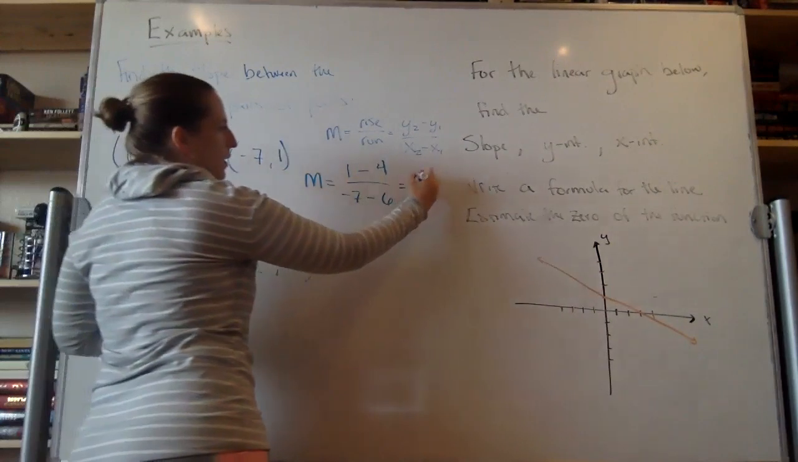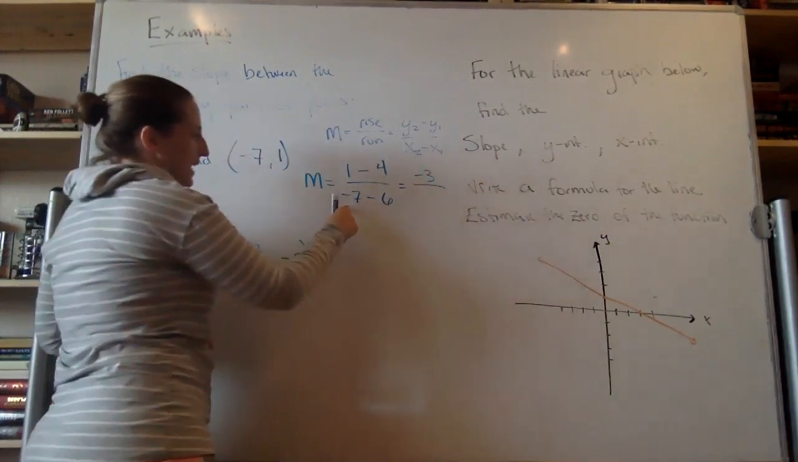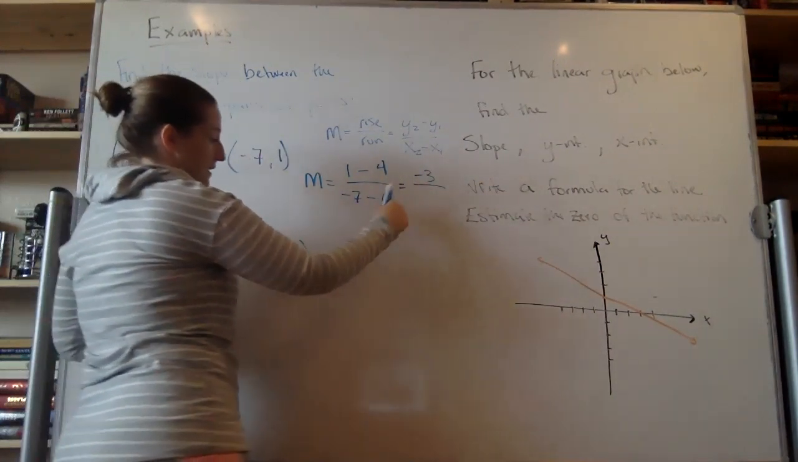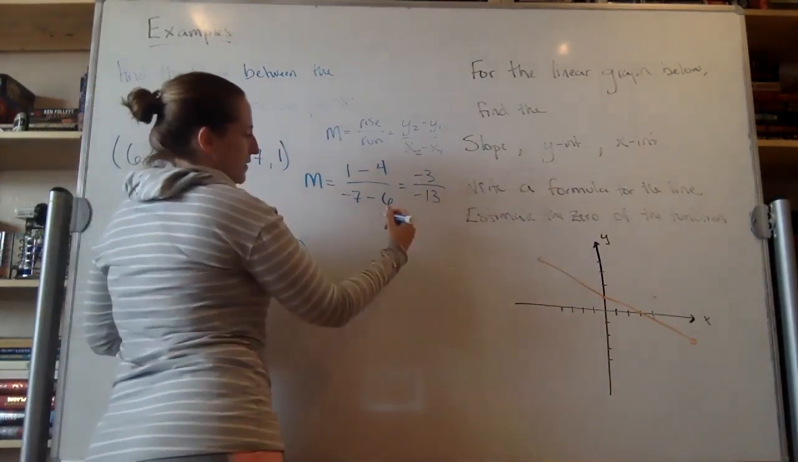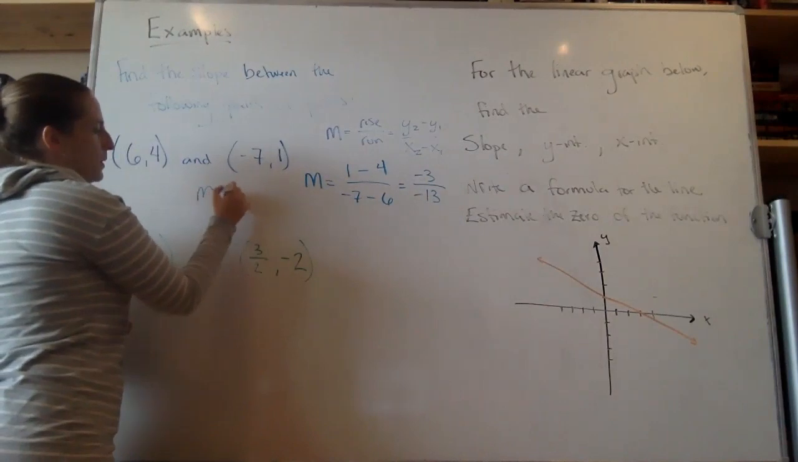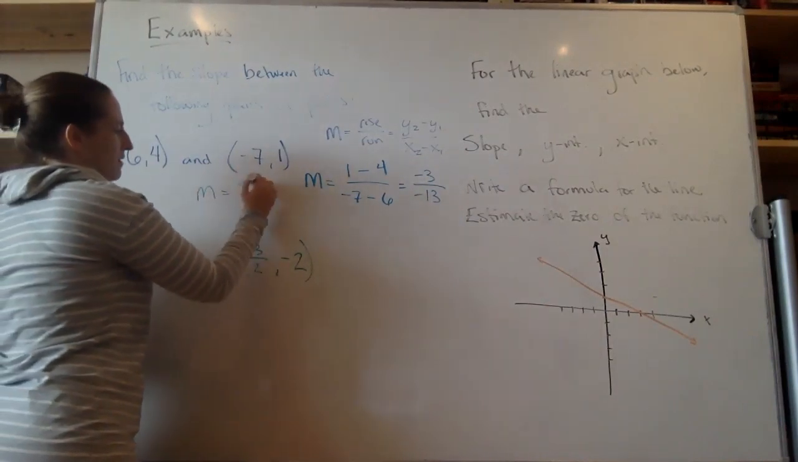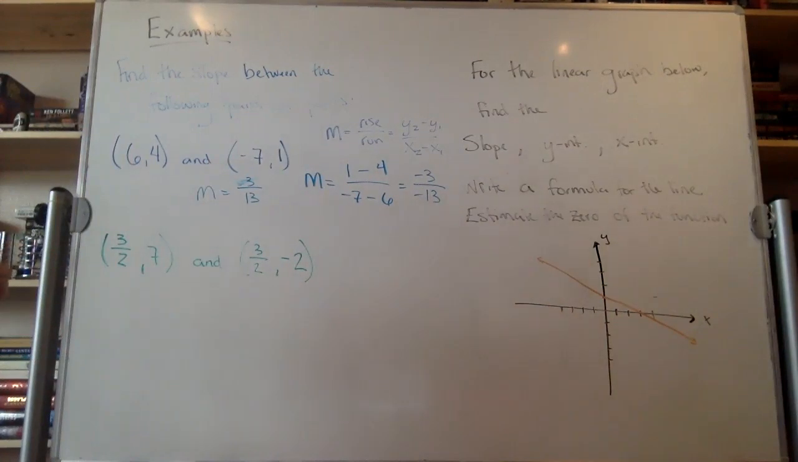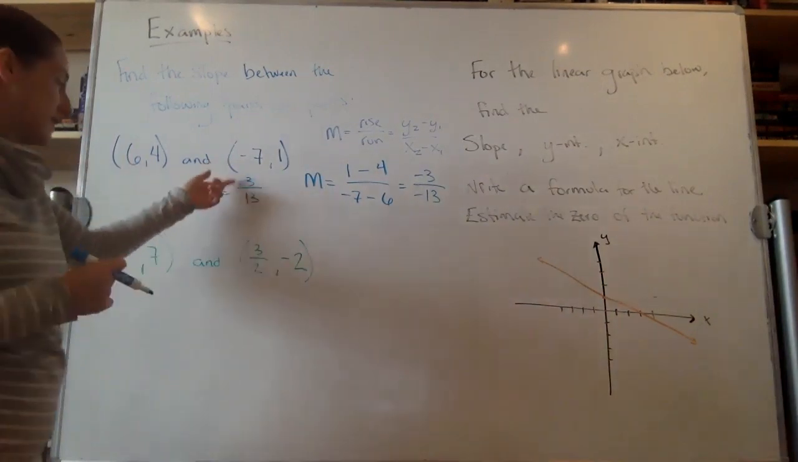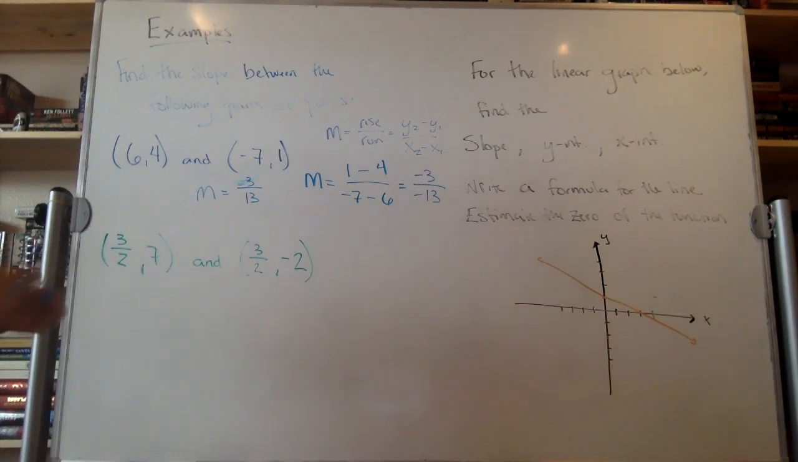1 minus 4 is negative 3. Negative 7 minus 6 is negative 13. Negative over negative is a positive, so our slope will be 3/13. Now we don't need to simplify that because it's already simplified. This doesn't reduce. So there's our slope there.